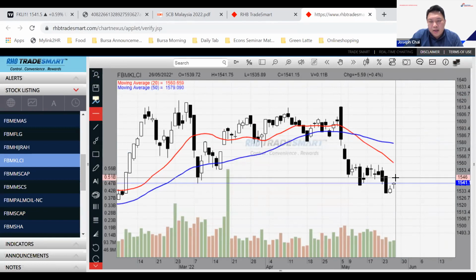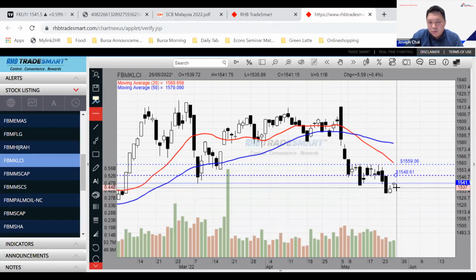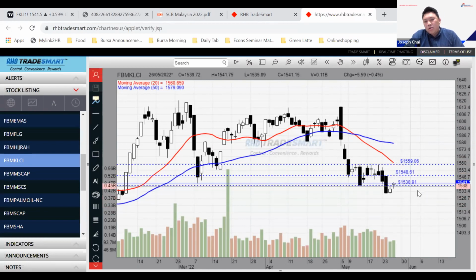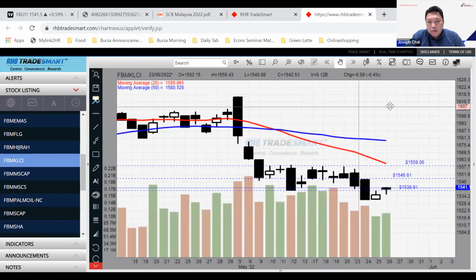Because usually there are two types of traders. There are overnight traders and intraday traders, right? What I do is I'll mark out my level, right? Let's say 1559 is my resistance, and then another level is probably somewhere here. So normally what I do is I look for the black candle, then I'll break it into three parts. If you think that this is your support level, right?